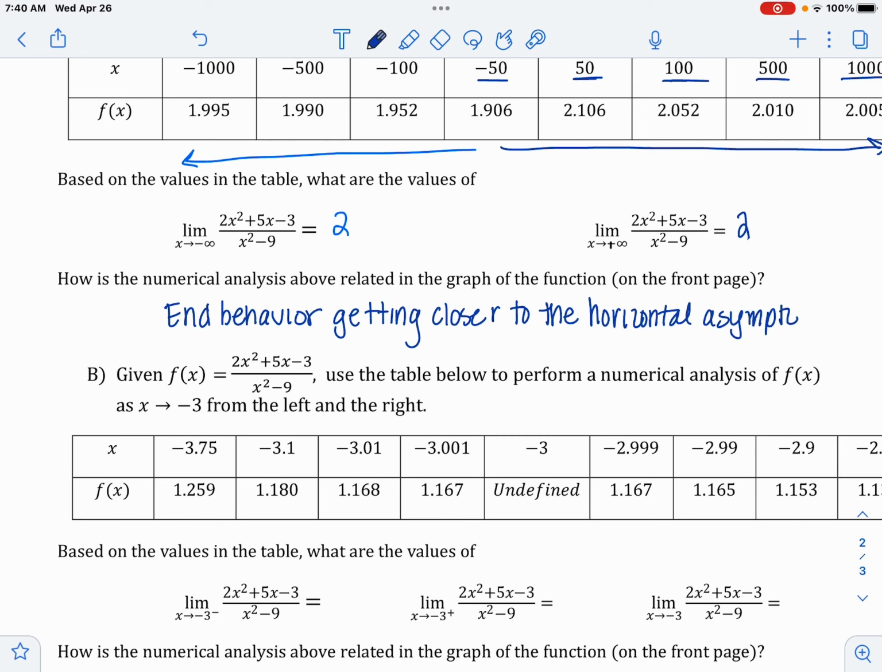So what can we gather from this? We can gather that if you want the end behavior of a rational function, you can find the horizontal asymptote, and we know that that's what the end behavior is going to look like. It's going to get closer and closer to our horizontal asymptote.